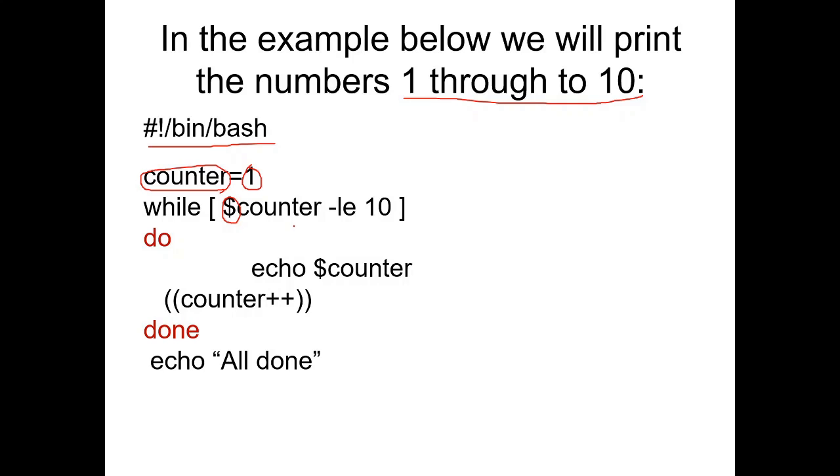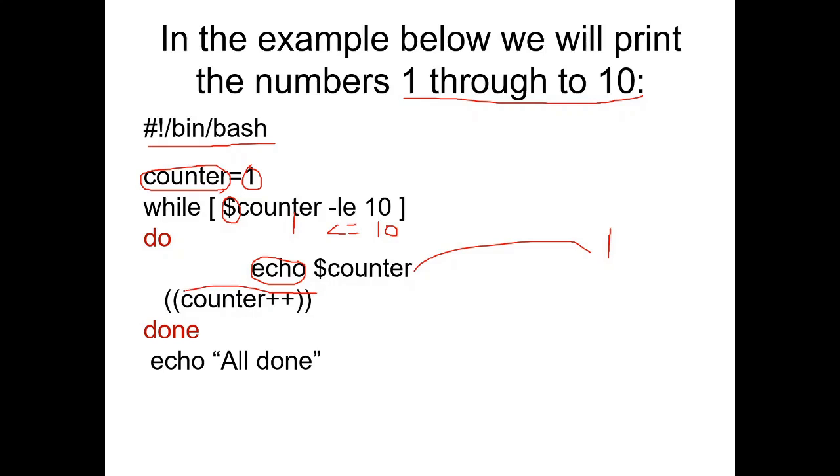So in the counter variable 1 is stored, and we are comparing here with -le. LE is nothing but less than or equal to. So we are comparing whether 1 is less than or equal to 10. Our condition is true and it is going to print. See, we used echo. That means on the screen it is going to print the value of counter, which is 1.